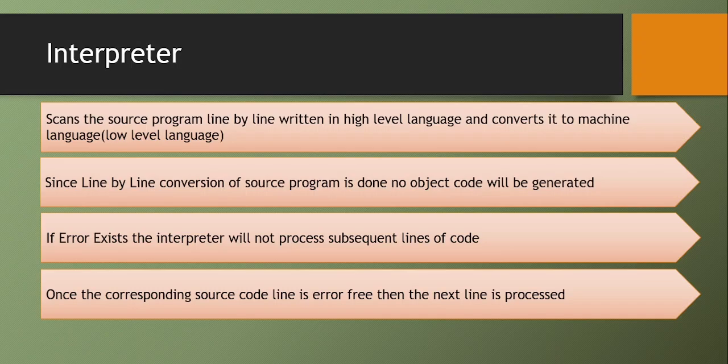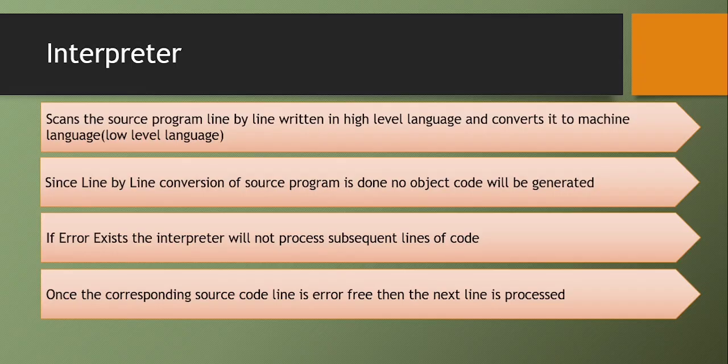It will actually read the code line by line, and if the first line has an error, then it will not go to the subsequent line. It won't process the second line. It will convert the first line, and when it is error free, then it will get converted. Then it will go for the next line. So that's how an interpreter works. It won't take the complete program into consideration. Line by line, it will convert the program.